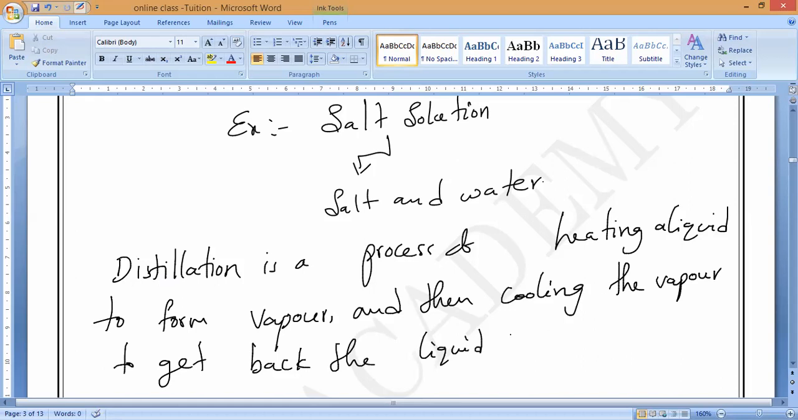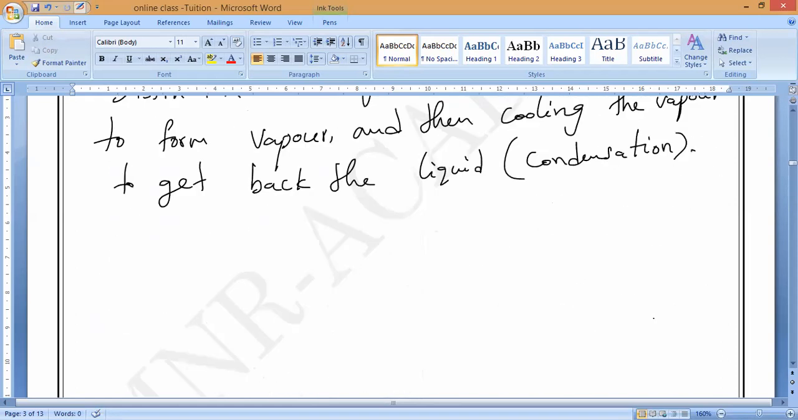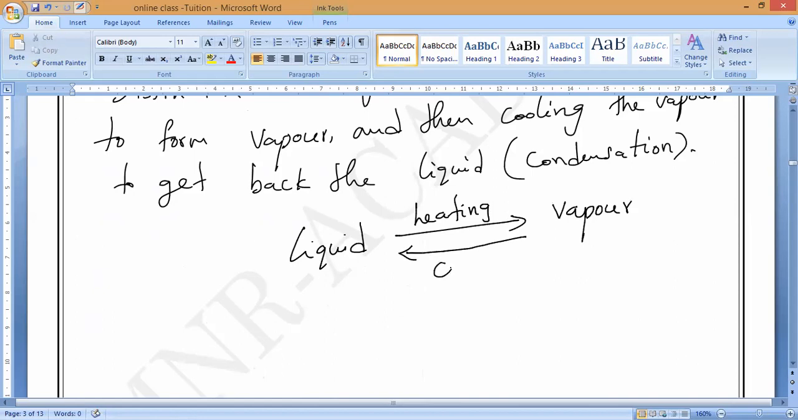So this cooling, what can we call it, guys? Condensation. All of you, condensation we can call it. If you start heating the liquid, what will form, Manish? Vapor. It evaporates. Now again the vapor will start cooling. What will we get? Liquid will come. So this cooling is what we call condensation.